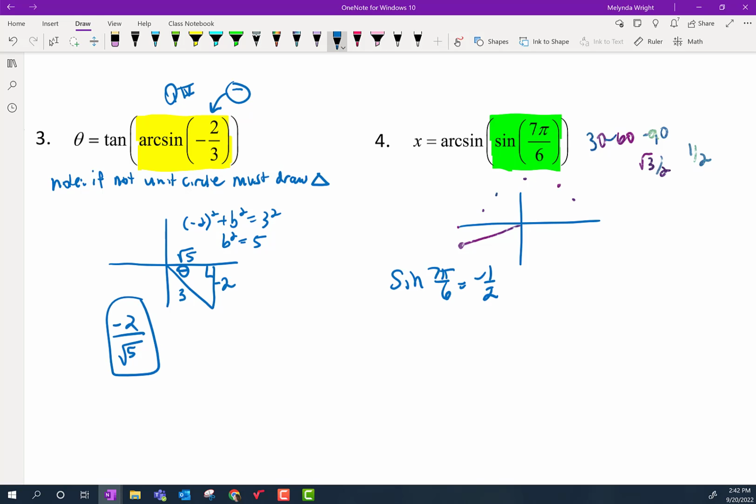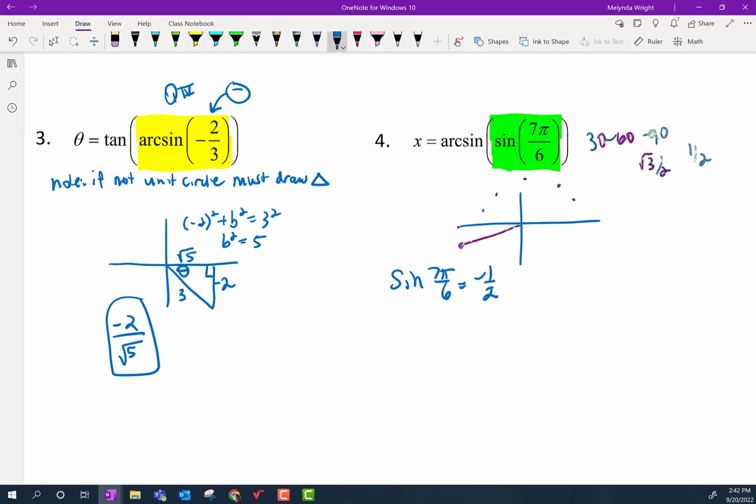Now, it would have been great if I could have canceled the arcsine and sine out and said my answer was 7 pi over 6, but what would be wrong with that? Where am I? I'm in the third quadrant. Am I allowed to be in the third quadrant for the arc functions? Absolutely not. So my job is going to be to figure out where do I go.